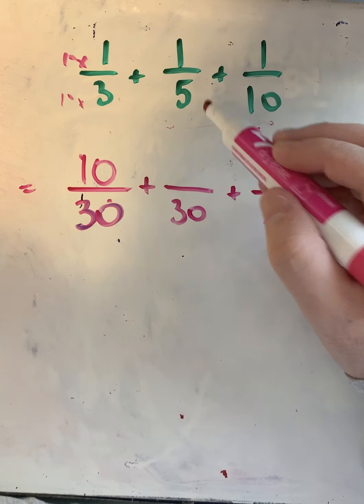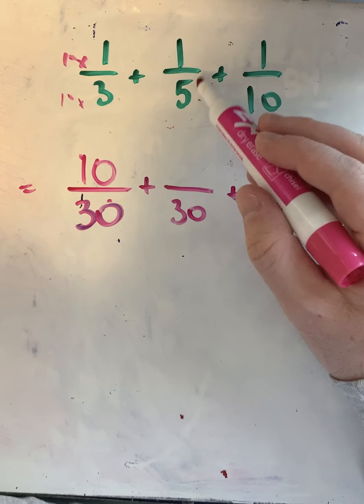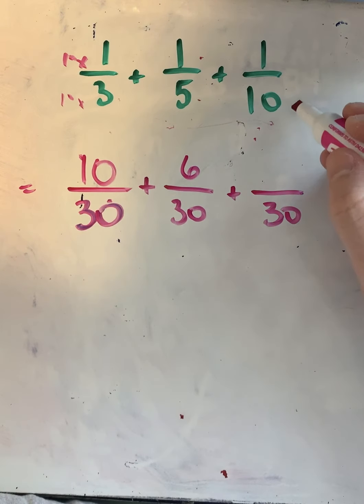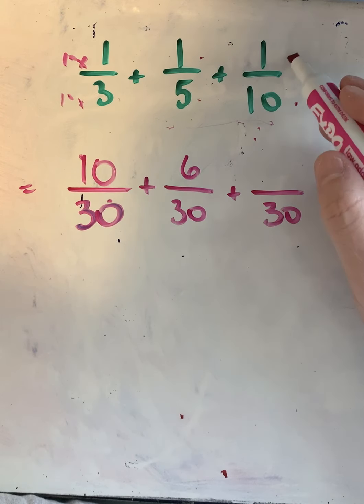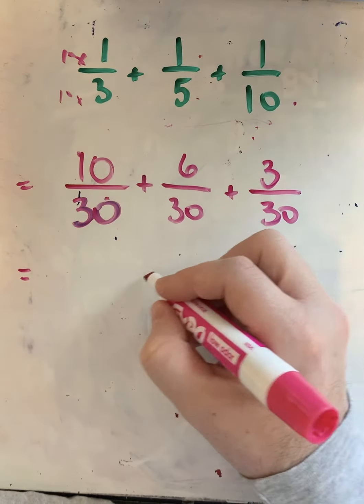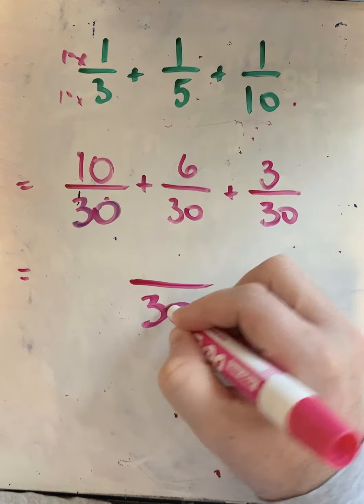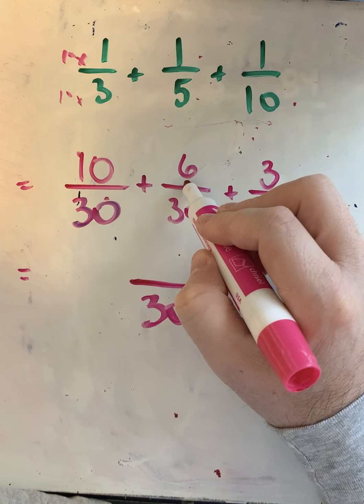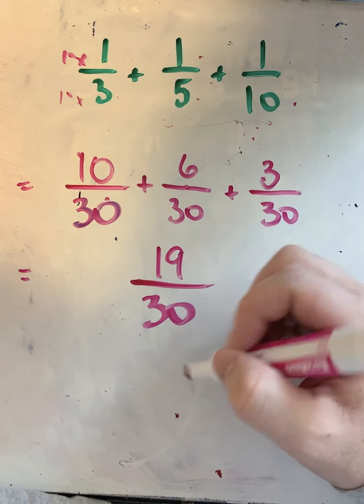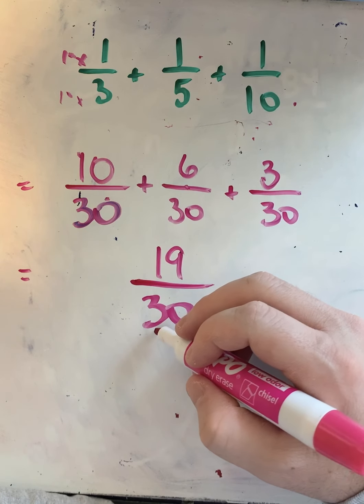How did I get from 5 to 30? I multiplied by 6. So now I multiply the numerator by 6. I'm going to get 6. How do I get from 10 to 30? I multiply by 3. And the numerator is also going to be 3 now. Now I'm just going to add them all up. So my answer is going to be 30 on the bottom. 10 plus 6 is 16, plus 3 is 19. 19 out of 30 cannot be reduced any further, and so that is going to be our answer.